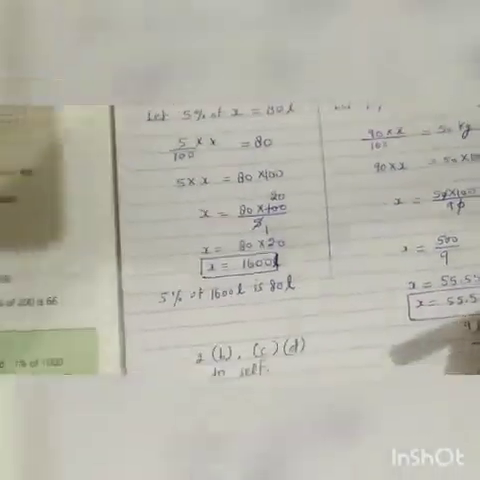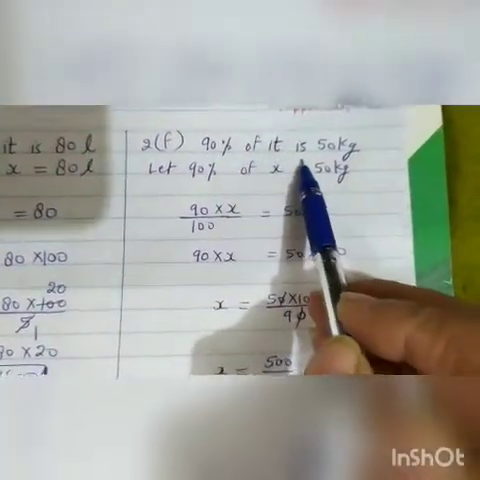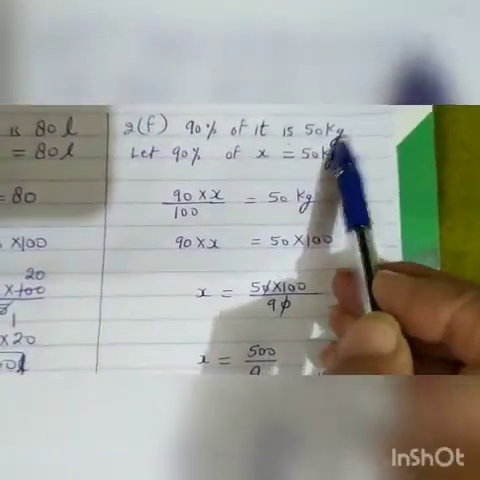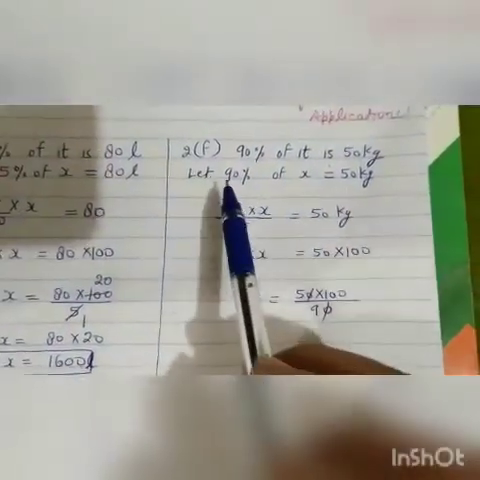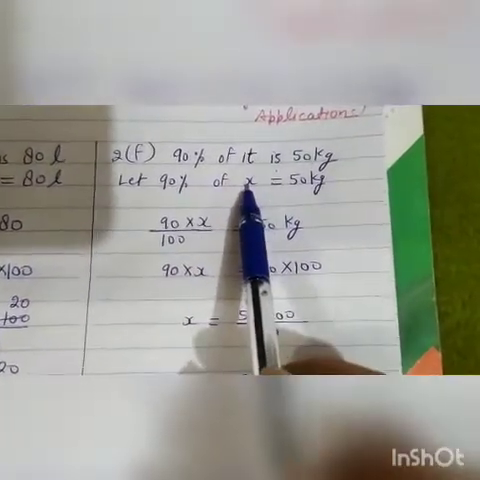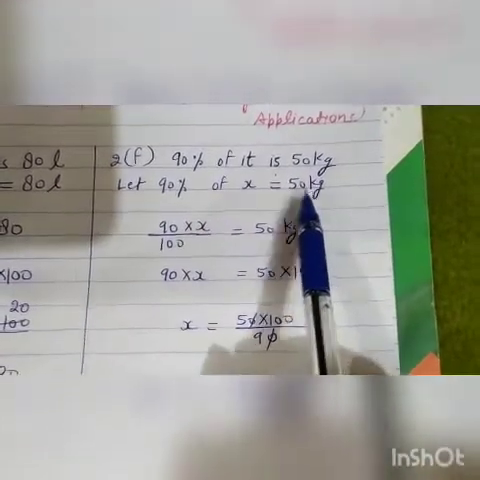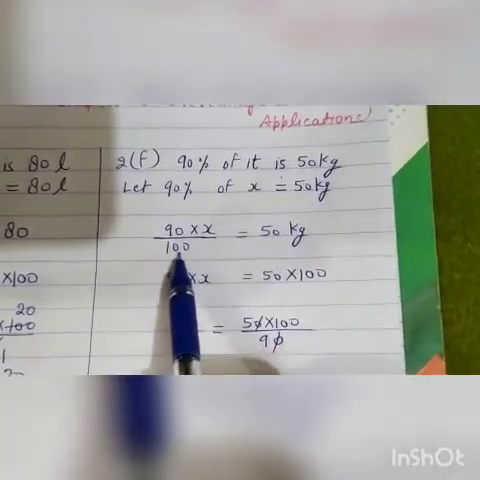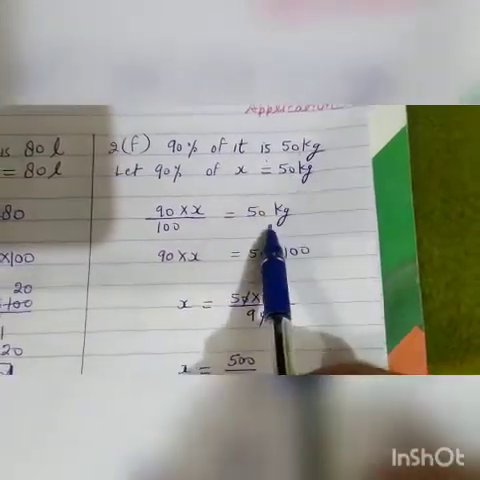Now come to second F. Second F is 90% of it is 50 kg. See here. Let 90% of x equal 50 kg. 90% means 90 upon 100. Of means multiply. x is equal to 50 kg.